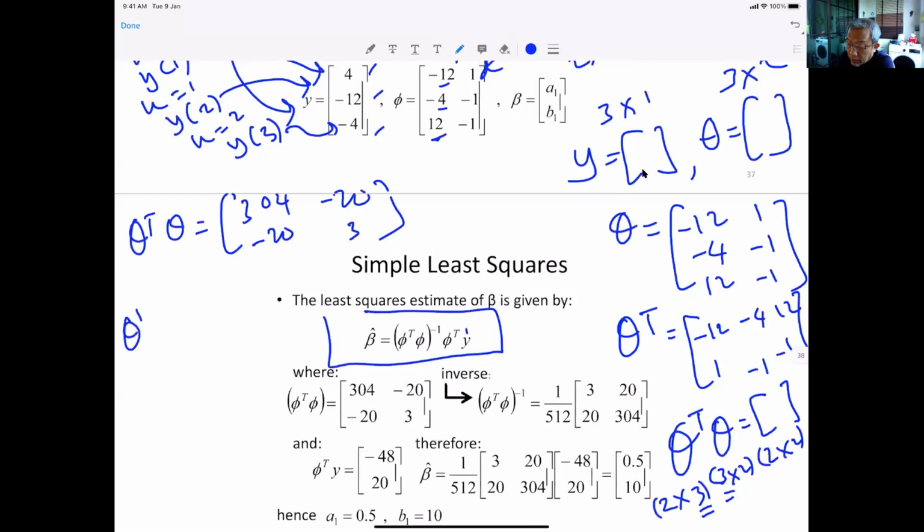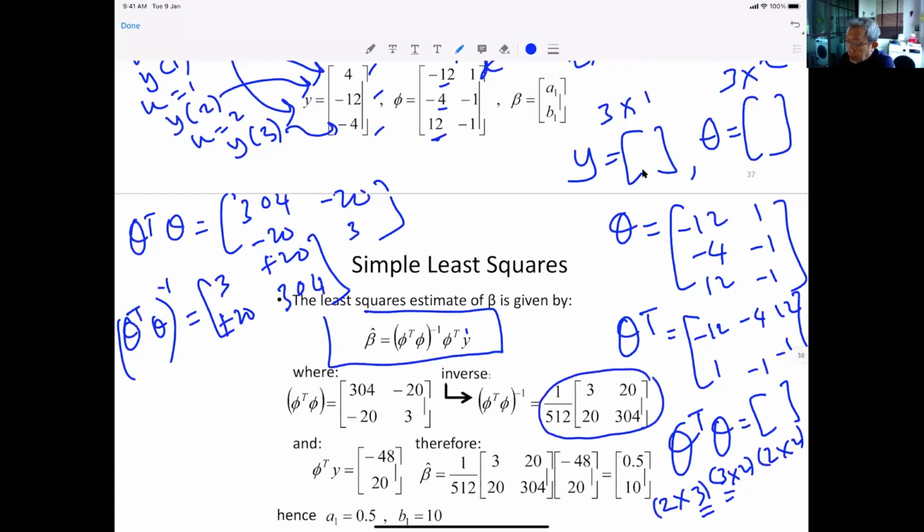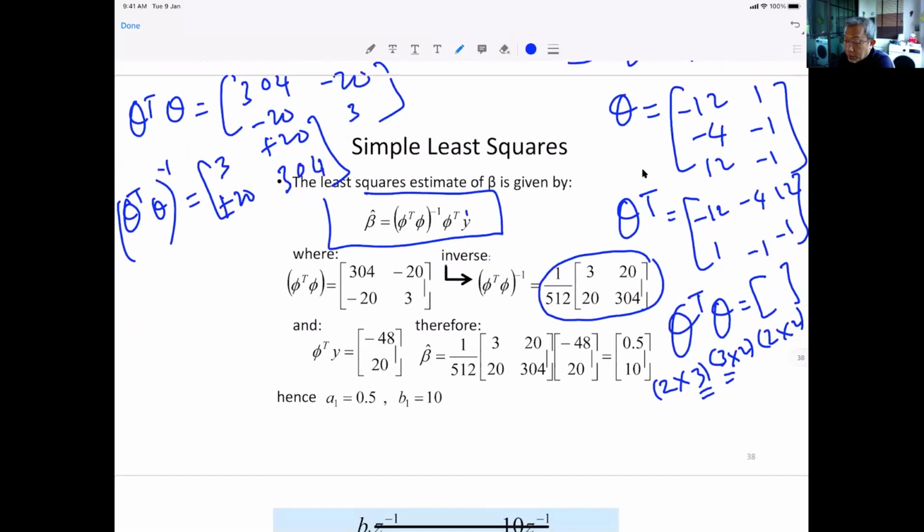So in order to apply the inverse manually, listen very carefully: change the positions between 3 and 304. 3 goes here, 304 here. And then negate the off-diagonal: negative, negative 20, positive 20, negative, negative 20, positive 20. That's why you get this answer. Then you can factorize 1 over 512 in order to get the final answer.